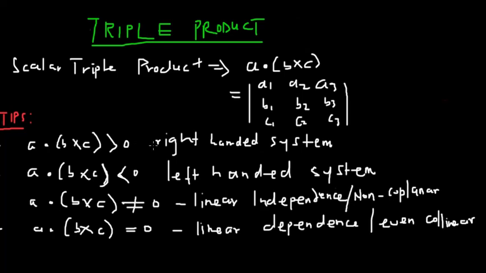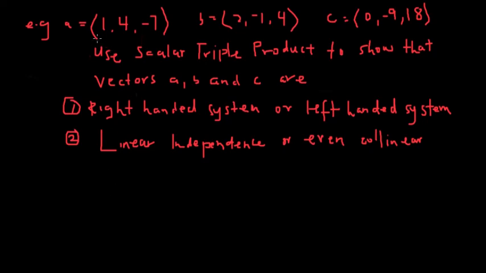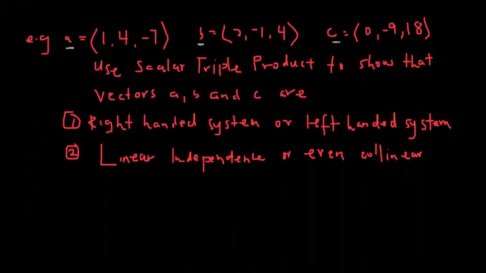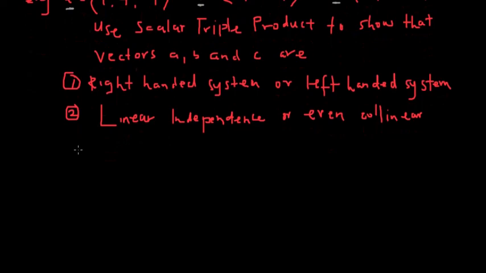So now let's take an example. This is our question. We have to use the scalar triple product to show that the vectors A, B, and C are either right-handed system or left-handed system, and either linear independent or even collinear. So from here you got to know that we have linear independence or non-coplanar, or linear dependence, or even collinear, and then we have right-handed system and left-handed system, and each has its respective rules. So now let's dive right into this one.